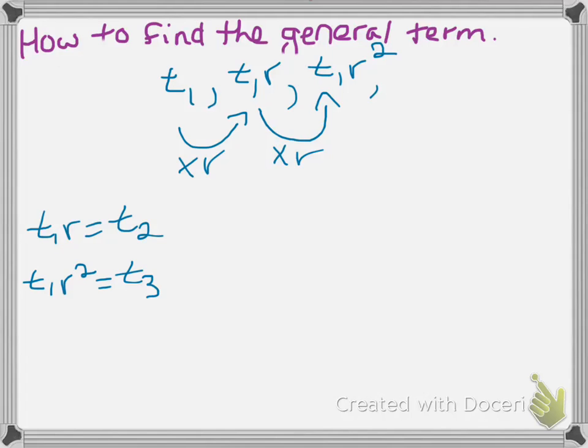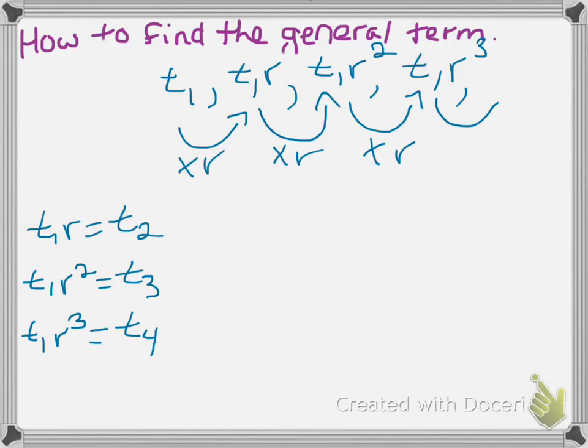To get our next term, we take our T1r squared, and we multiply it by r, and that gives us T1r to the power of 3, because we know when we multiply with exponents, the exponents get added. So now we have T1r3, which is equivalent to our fourth term. And we can just keep going. T1r3 times our common ratio gives us T1r4, and so on and so on. It just keeps going, and we generate our sequence that way.